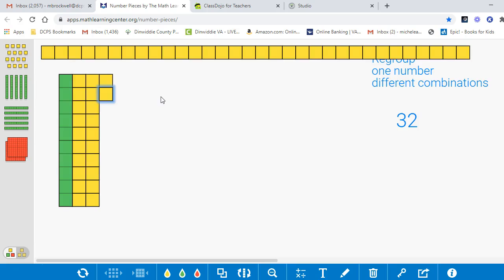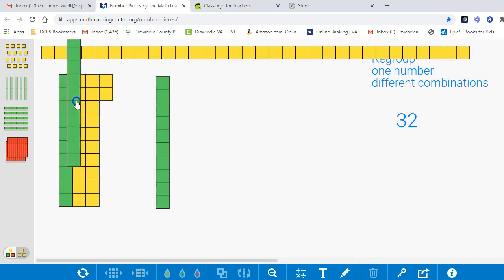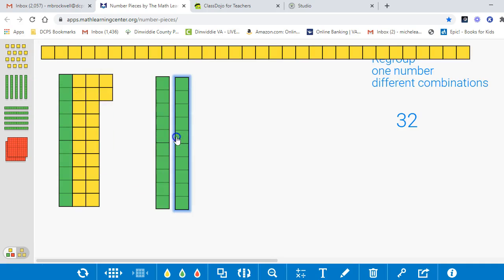I have a different combination for the number 32. This time I have a 10 plus 10, 20, 21, 22 cubes. So 10 plus 22 makes 32. 32 cubes makes 32. That's two combinations. That's two ways to represent the number 32. But we have more choices. What if we did 10 and 20? Okay, we're much closer using two rods, right?